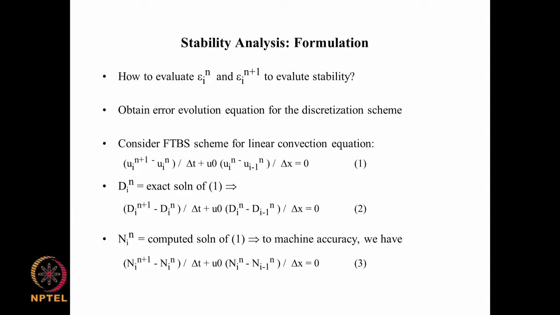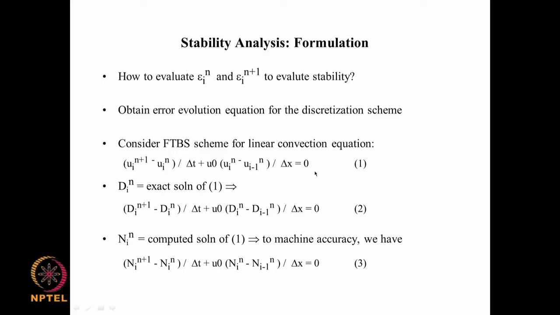Okay. So, how do we do this evaluation of the stability? We obtain an error evolution equation in the following way. For example, if we take the FTBS scheme for the linear convection equation, it is a linearized convection equation, that is why we put u naught as the wave speed. Confusing though, but this u is the variable u, and so you have dou u by dou t plus u naught times dou u by dou x equal to 0.